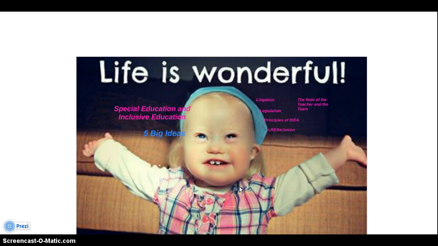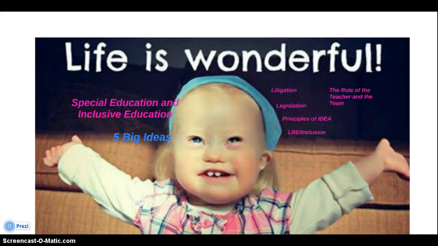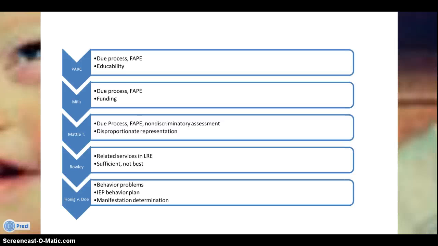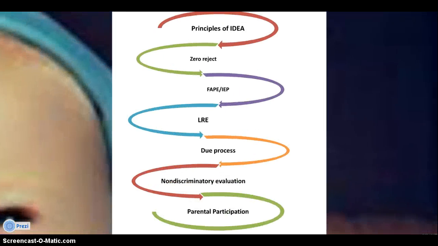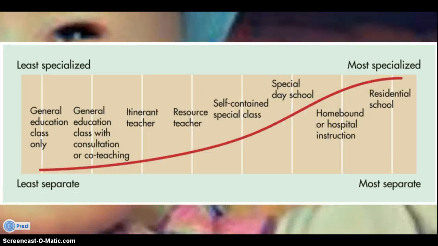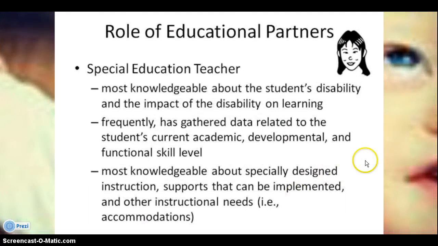The last thing we're going to look at is going to be the fifth idea. The first idea was the legislation. Then we talked about the litigation. Then we talked about the principles of IDEA. And then we talked about the continuum of placement for least restrictive environment. And now we're going to look at the role of the individual educators in implementing special education programs.